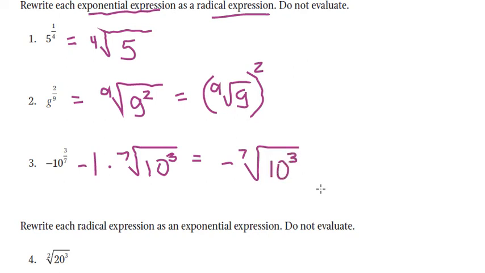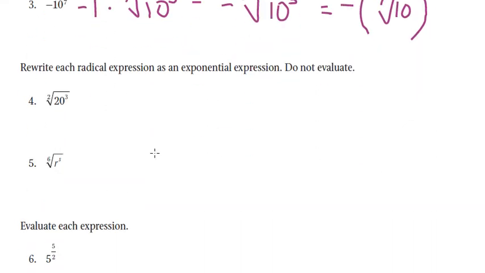The other way that I can write that here is, obviously I can take my negative, it needs to be on the outside here, but then that could be the seventh root of 10 to the third power. So again, those are your equivalent values.